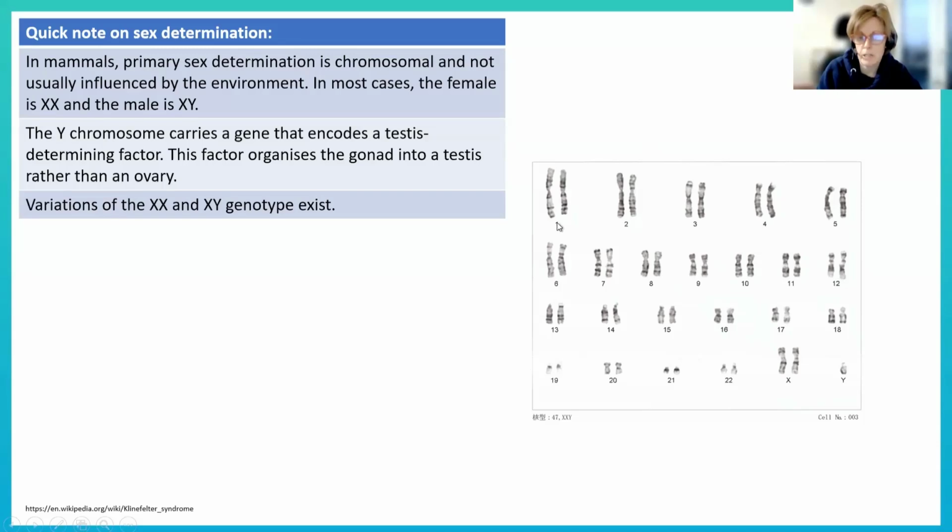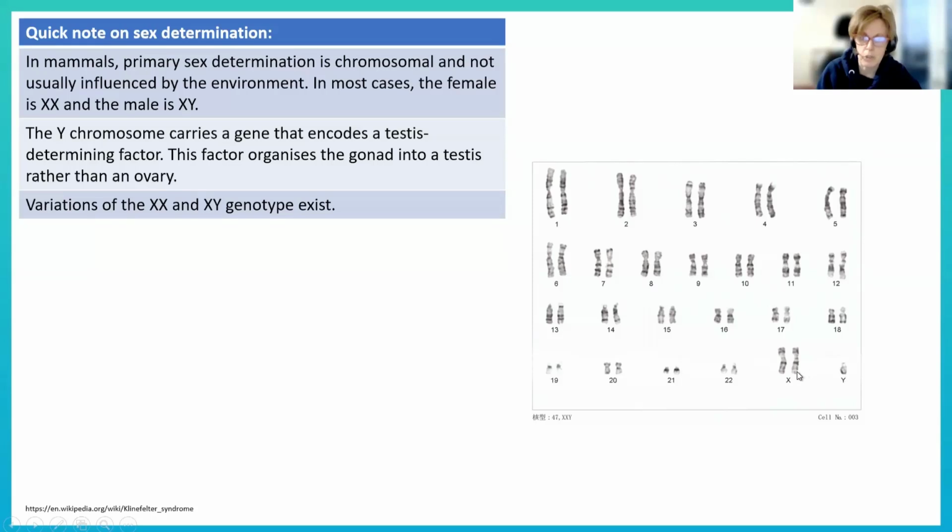So here's a karyotype. This is where we see chromosomes. So here's chromosome 1, one from mum, one from dad, chromosomes 2, one from mum, one from dad, chromosomes 3, one from mum, one from dad. And then instead of having XX or X and Y, this individual is XXY.